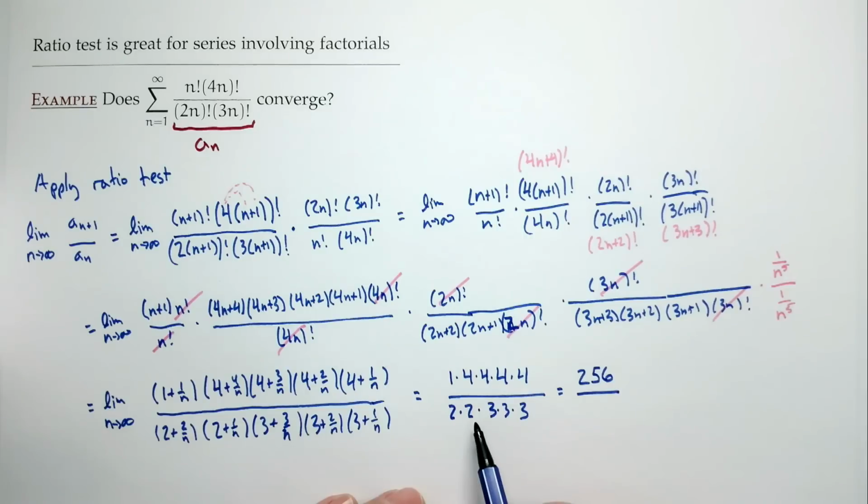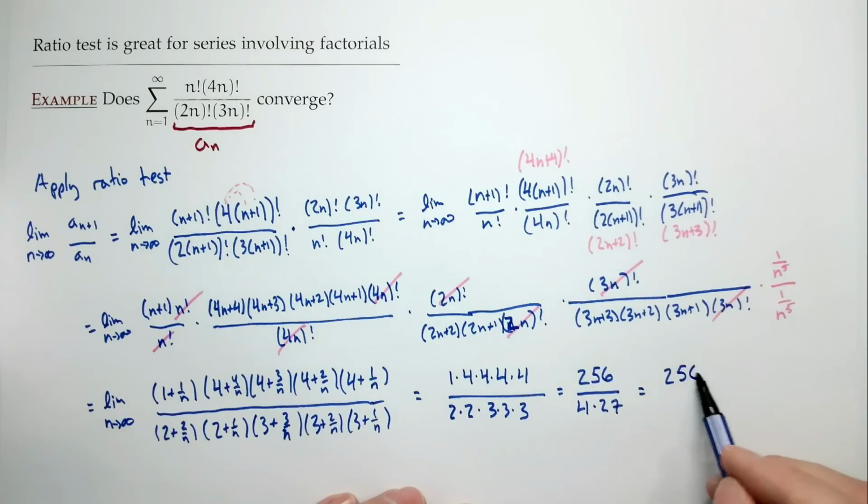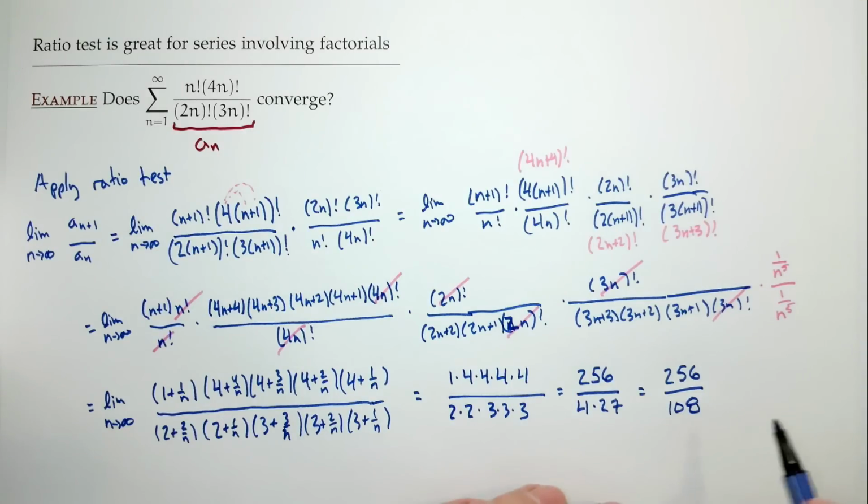Downstairs, I get 2 times 2, which is 4. 3 times 3 times 3 is 27. So that's 256. Divide that by 4 times 27, which is 108. Now, you could simplify, but what are we after? What we're after is the size of this number in relationship to 1. Is it smaller than 1? Is it bigger than 1? Well, that's clearly a lot bigger than 1. In fact, it's bigger than 2.